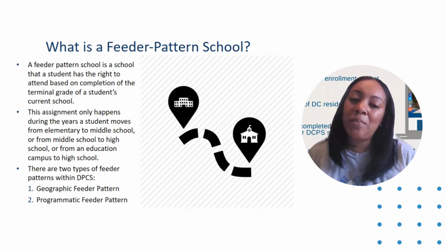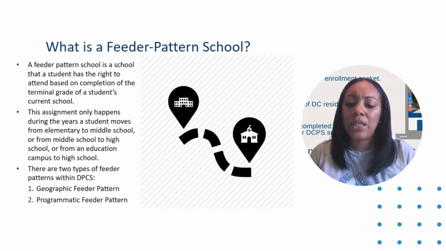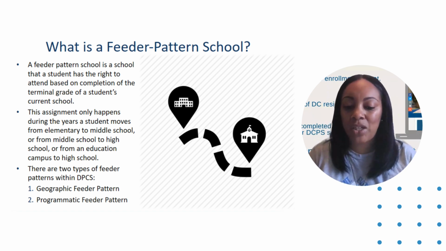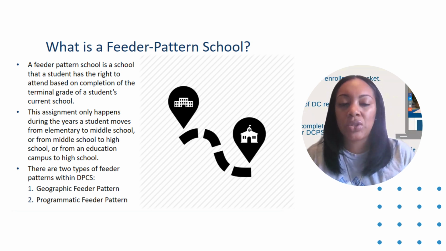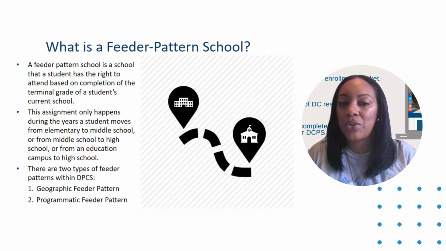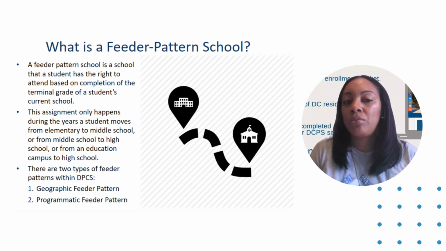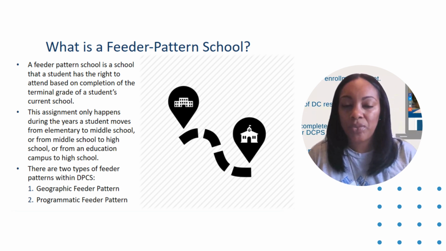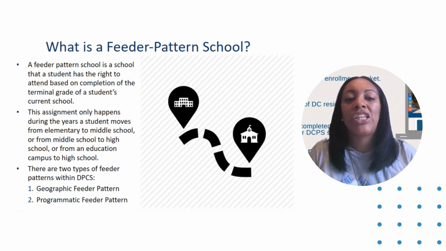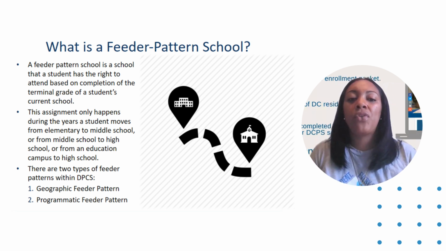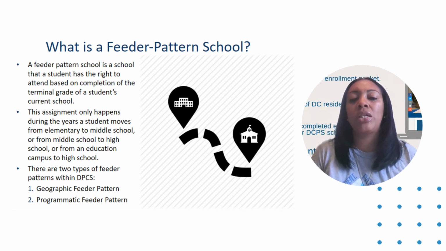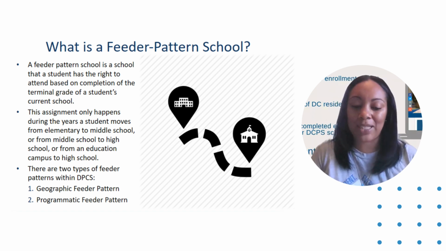So I mentioned feeder pattern schools previously. Again, students have the right to attend schools based on their in-boundary or based on their feeder pattern. A feeder pattern school is a school that a student has a right to based on completion of the terminal grade of the student's current school. This assignment only happens during the years a student moves from elementary to middle school, from middle school to high school, or from an education campus to high school. Again, an education campus is a school that serves at least two grade bands.